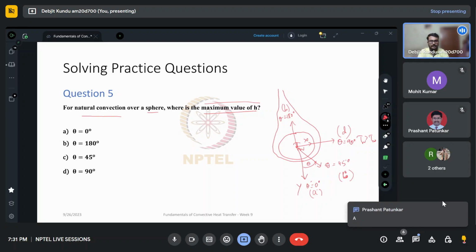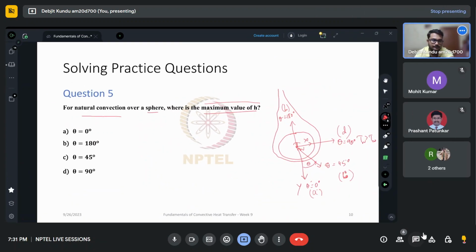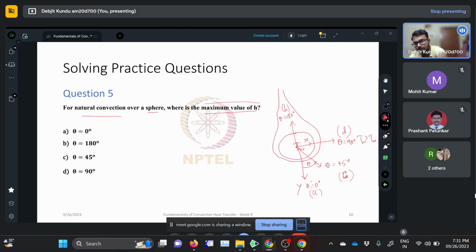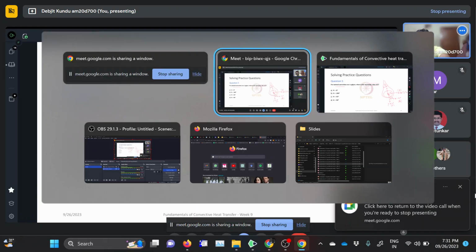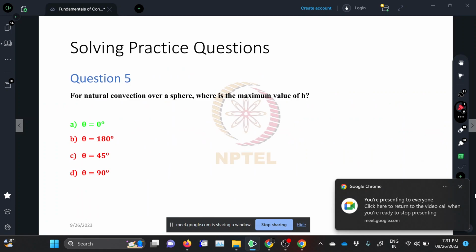So I'll give you a hint here. The main determinant over here is the thickness of the boundary layer. Okay, we have another response in favor of option A. Alright, so let's have a look at the solution. Solution is indeed option A. All of you are correct.